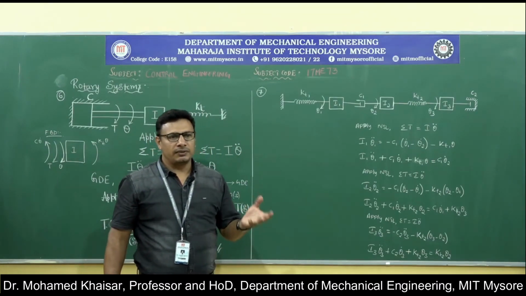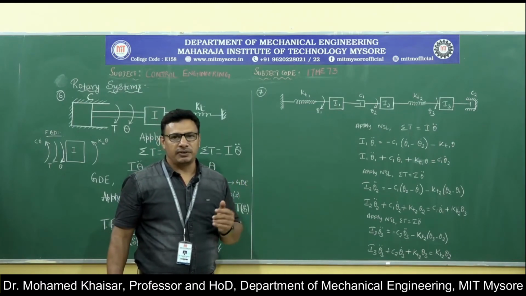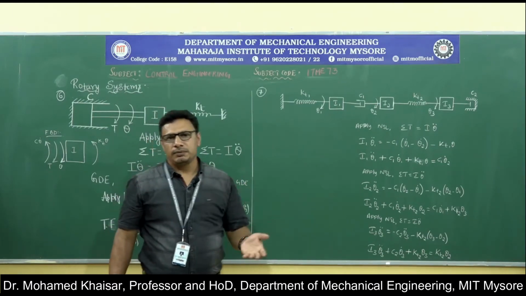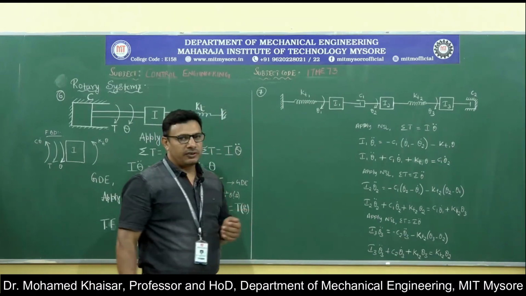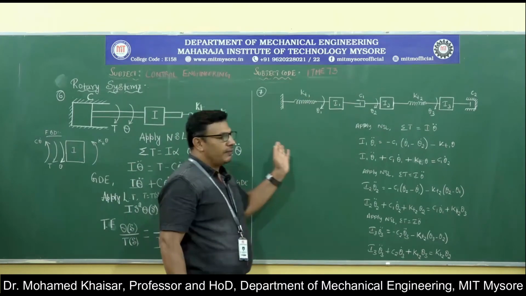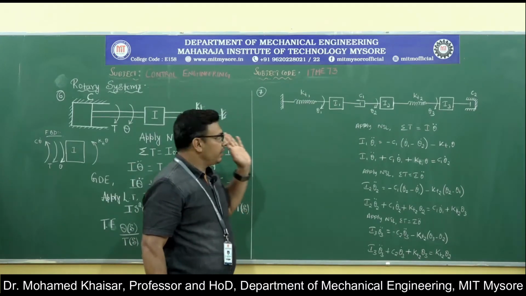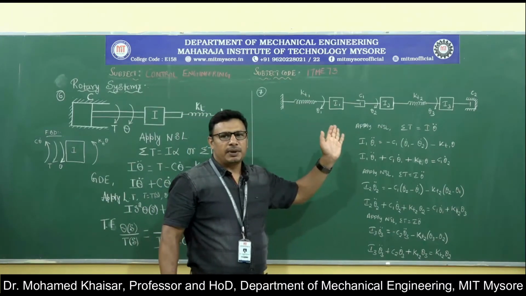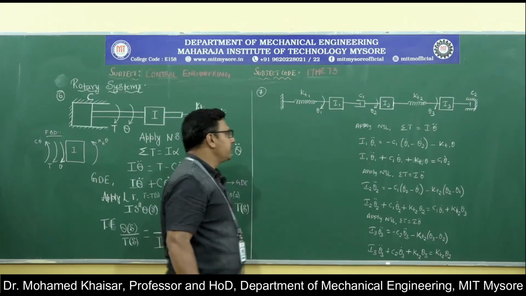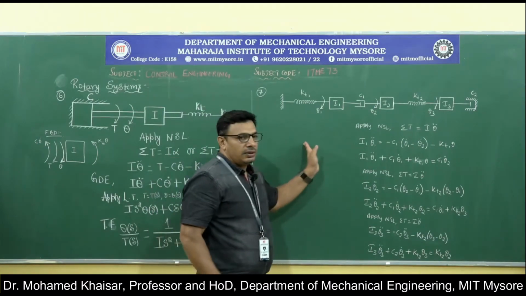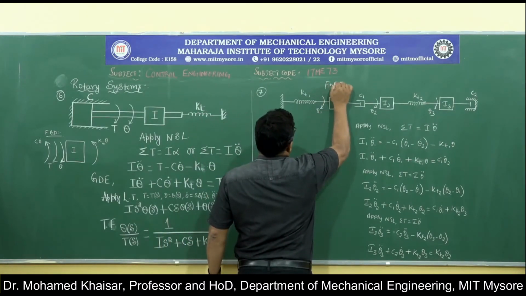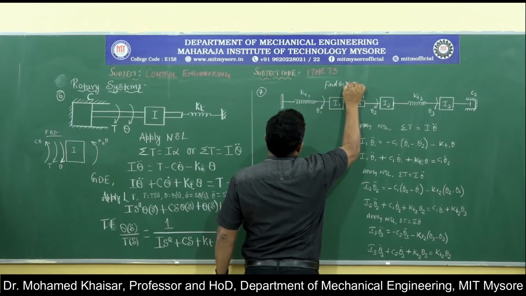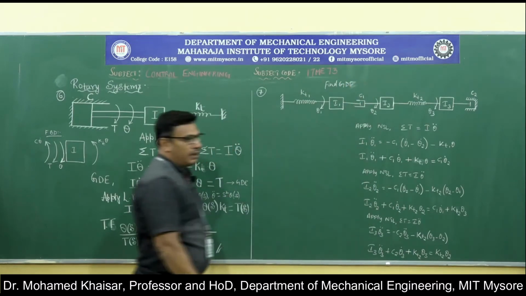The problem number 1 was a single mass spring damper system. Problem number 2 and problem number 3 were with multiple masses. Likewise, even in rotary systems, there need not be only one inertia I; there can be multiple inertias, just like multiple masses. So here, we have not been asked to find the transfer function, we have been asked to find the governing differential equations.